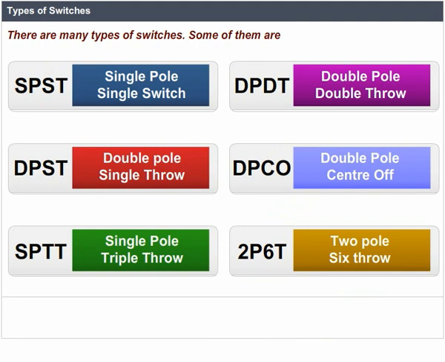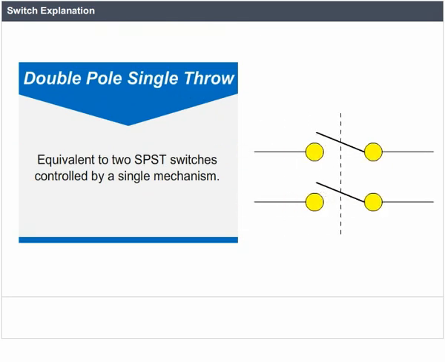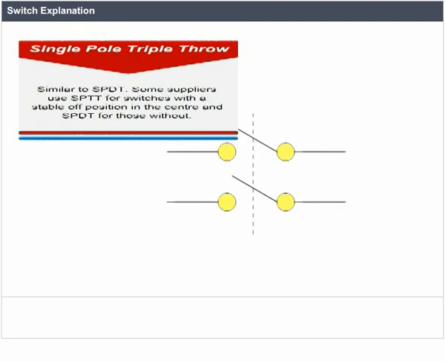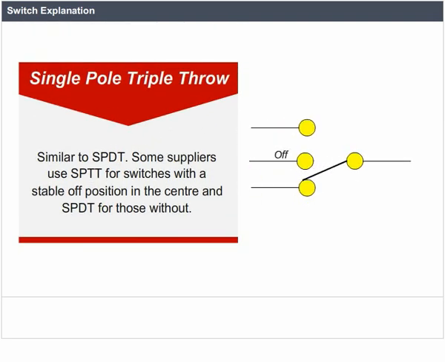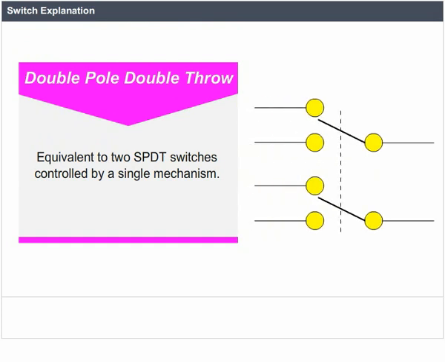Switch explanation. Single pole single throw: a simple on-off switch. The two terminals are either connected together or disconnected from each other. Double pole single throw: equivalent to two SPST switches controlled by a single mechanism. Single pole triple throw: similar to SPDT. Some suppliers use SPTT for switches with a stable off position in the center and SPDT for those without. Double pole double throw: equivalent to two SPDT switches controlled by a single mechanism.